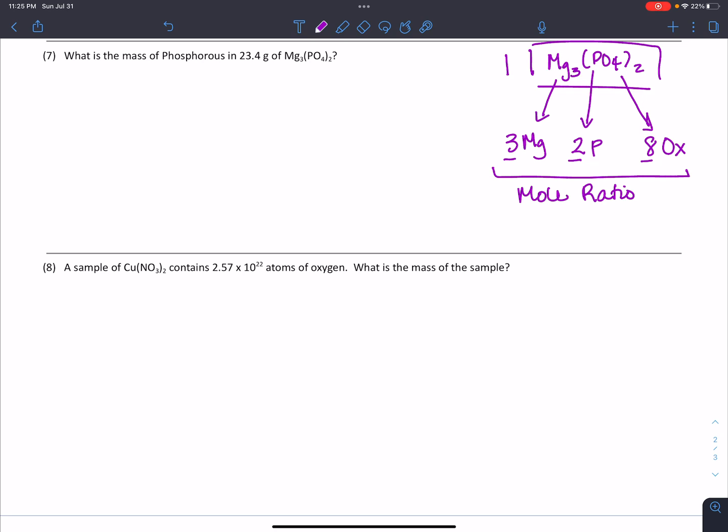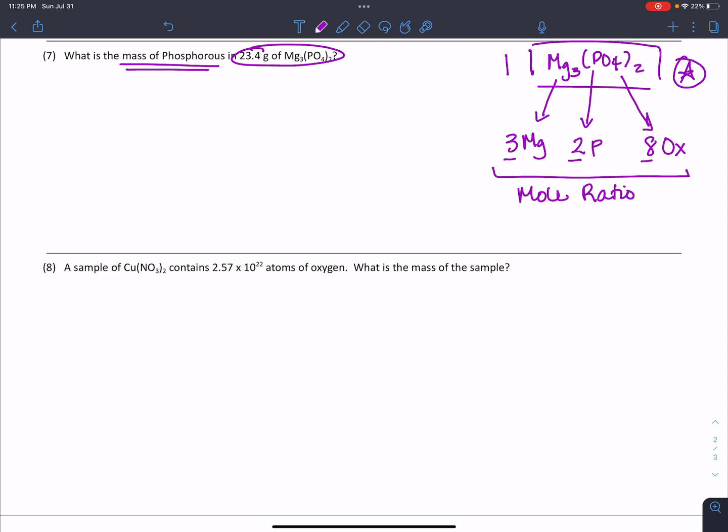All right, so we've been given grams of a compound, but asked about the mass of an element within it. So we're going to start by taking the grams of that compound and converting that into moles of the compound. And once we're in moles of the compound, then we can use this idea of mole ratios to convert from the compound to the element. And then we can determine the mass of that element within.